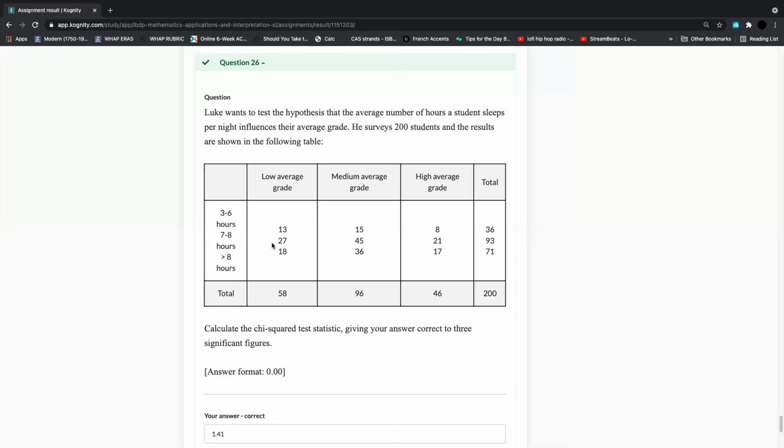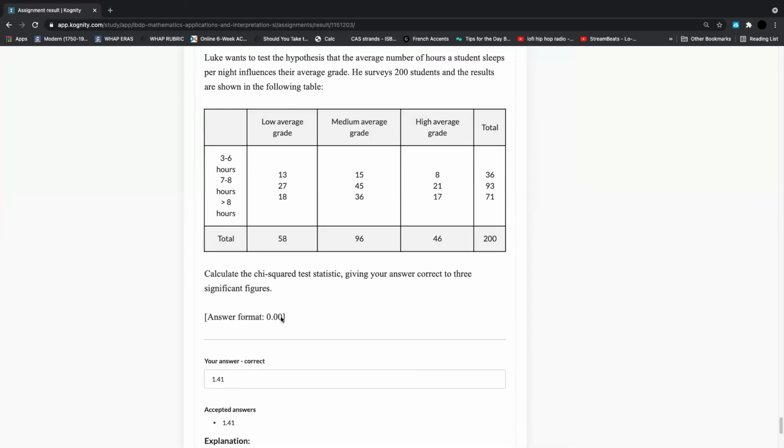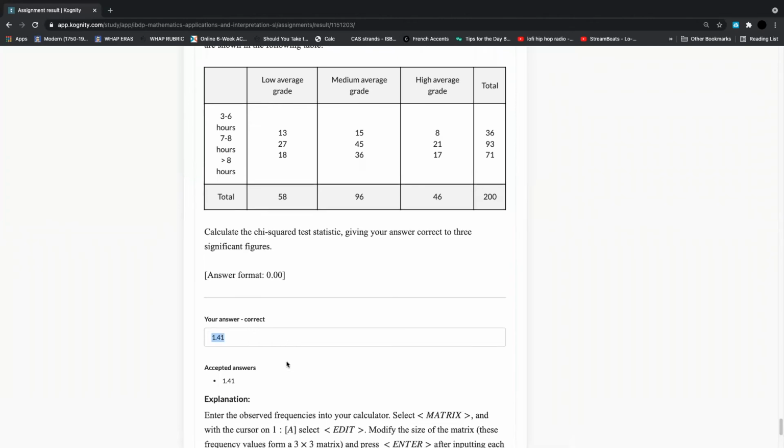So then I would go to stat, test, go all the way down to chi-square test, not goodness of fit, just straightforward chi-square test. And then click calculate, and then your chi-square statistic should be 1.409. But when you're on the 3 significant figures, you should get 1.41, which is the answer as shown below.